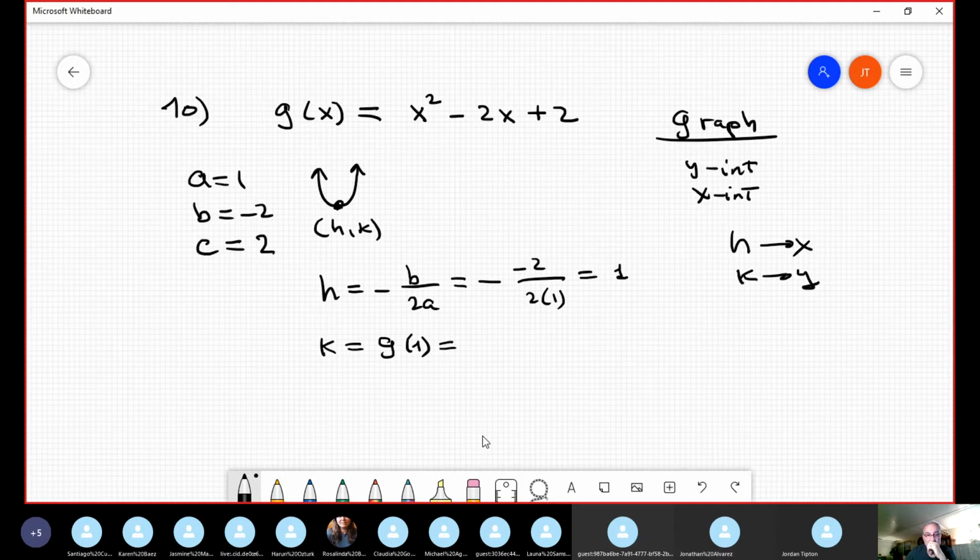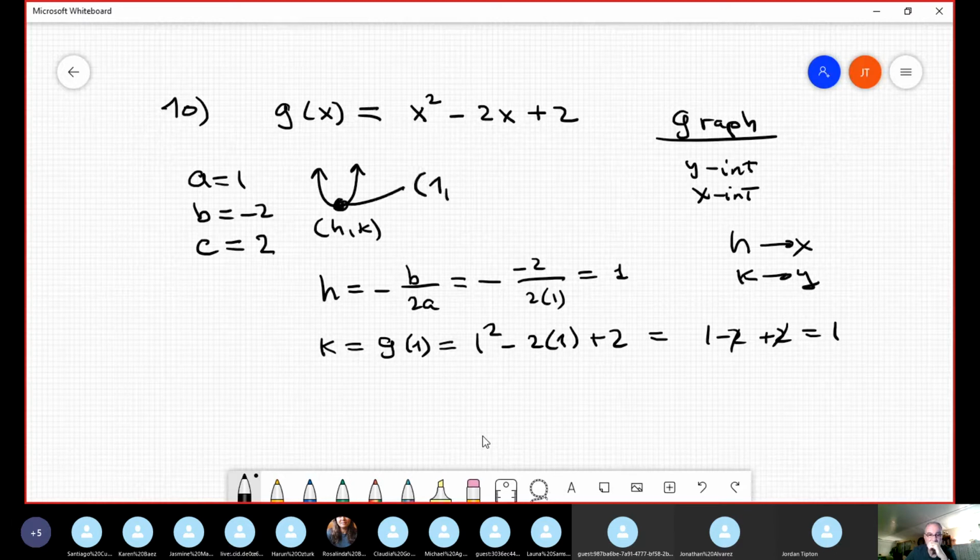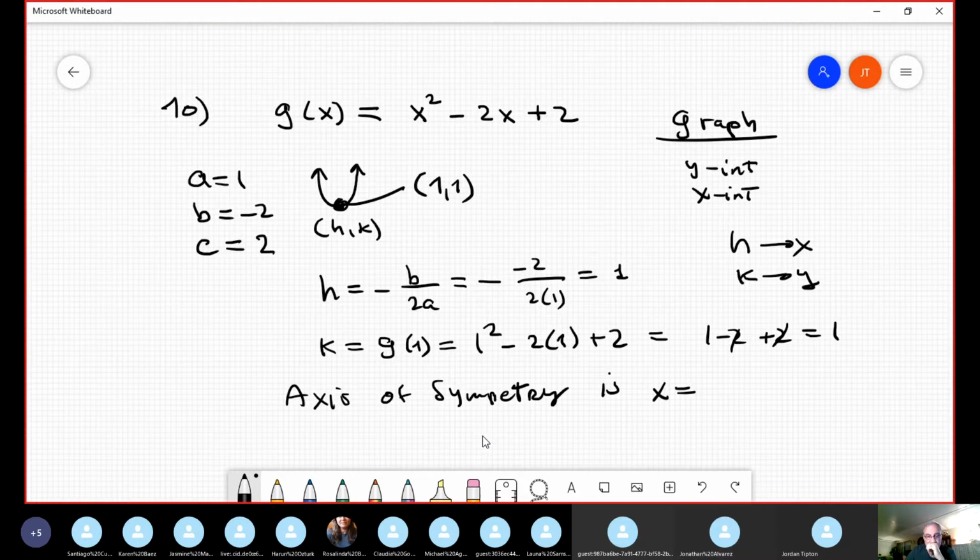You plug in 1 into 1 squared minus 2 times 1 plus 2, no? 1 minus 2 plus 2. It's a coincidence, it's 1. So the vertex, this famous vertex, is located at the point (1, 1). And the axis of symmetry of this parabola is x equals 1. It's a vertical line passing through the vertex.